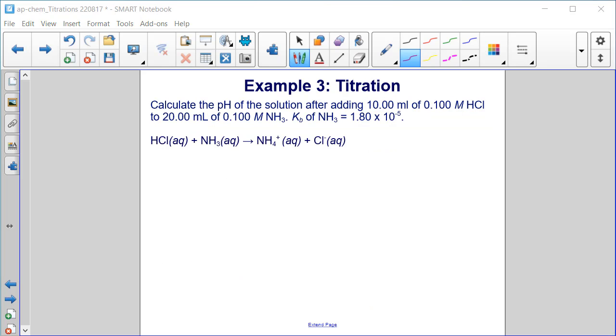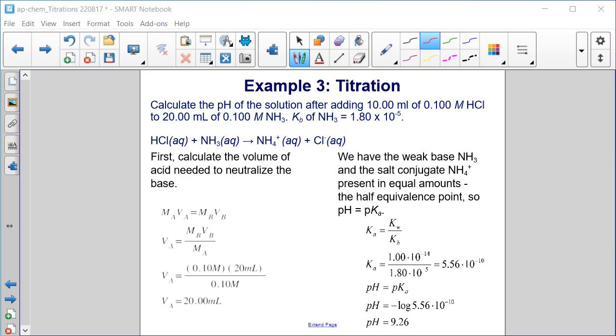Example 3, titration. Calculate the pH of the solution after adding 10 milliliters of 0.1 molar HCl to 20 milliliters of 0.1 molar NH3. The Kb of NH3 is 1.8 times 10 to the minus 5. So I've written the neutralization of the weak base NH3 by a strong acid HCl to produce ammonium and chloride ion.